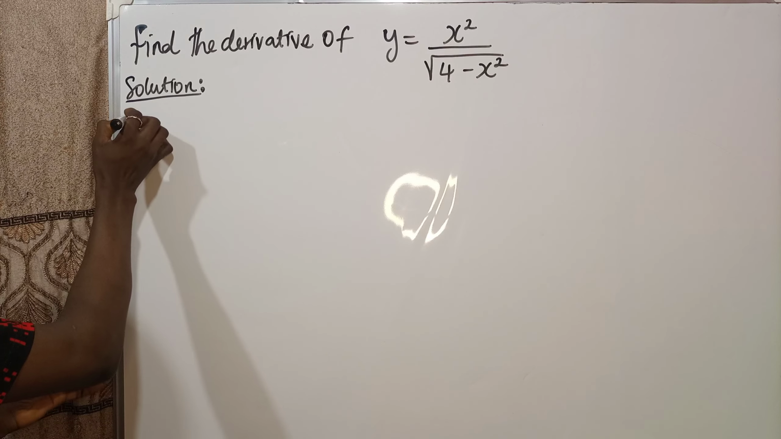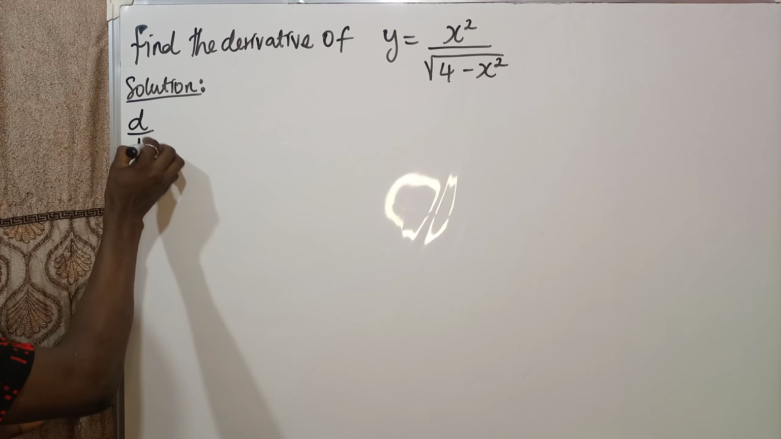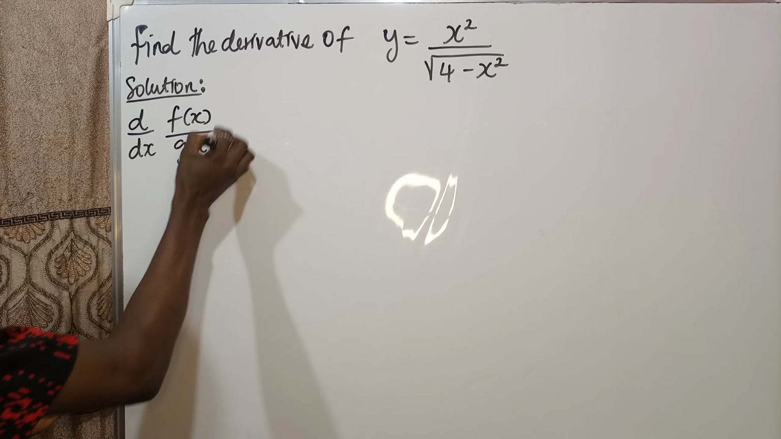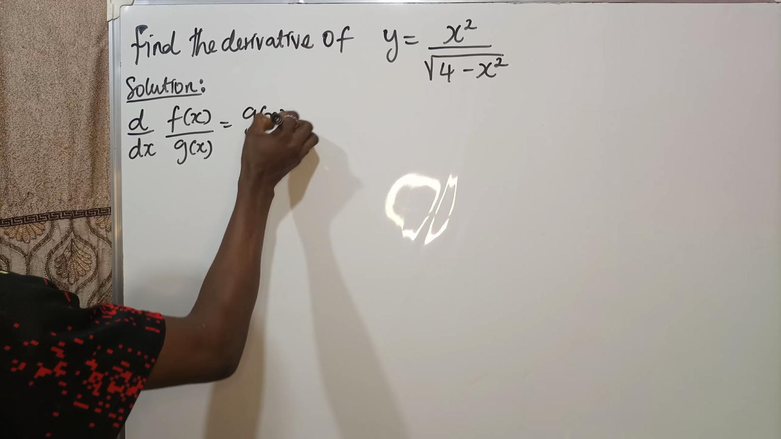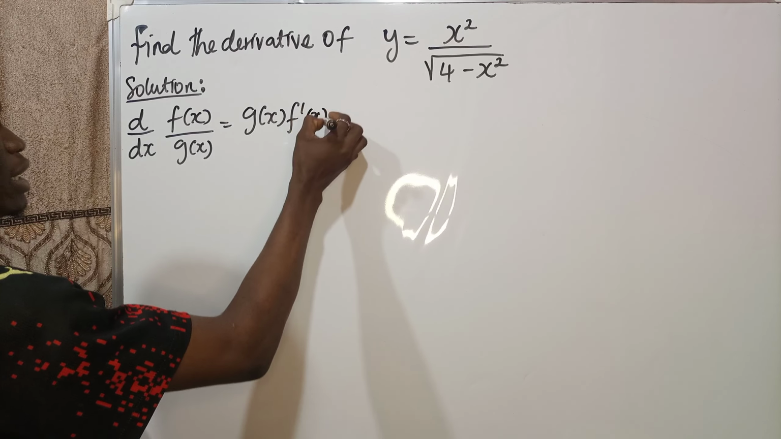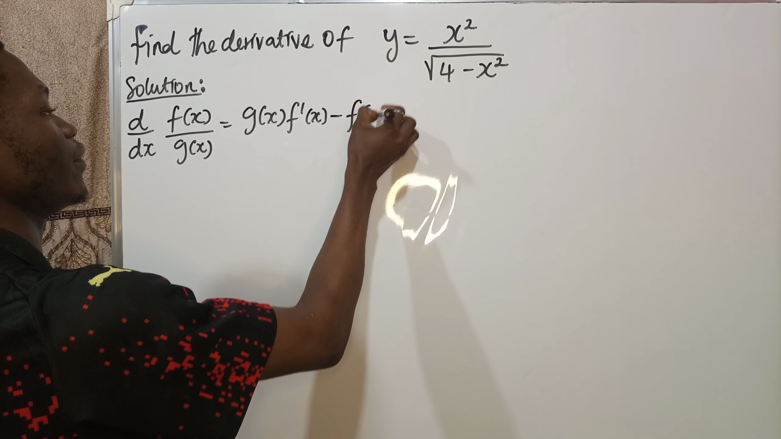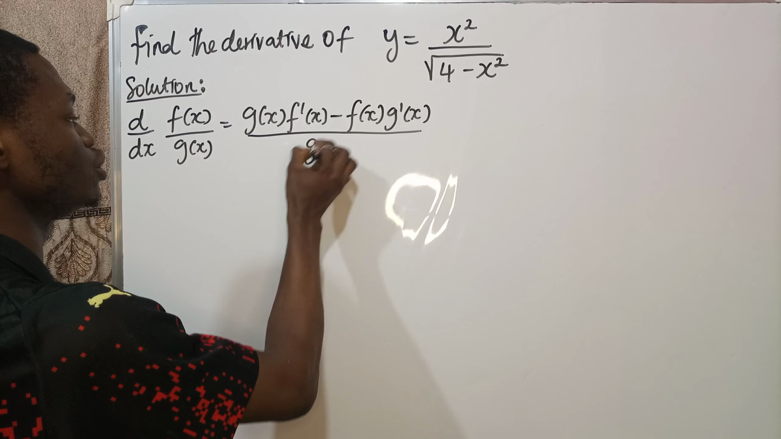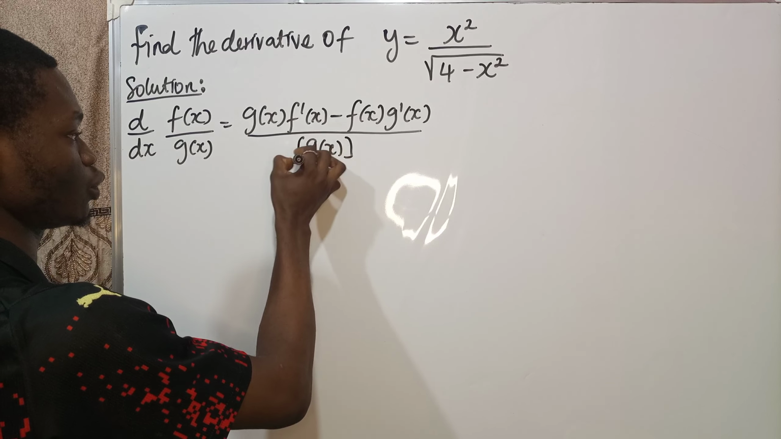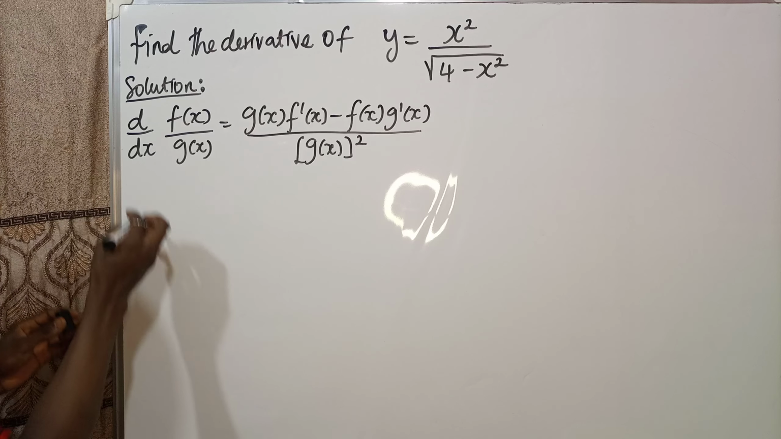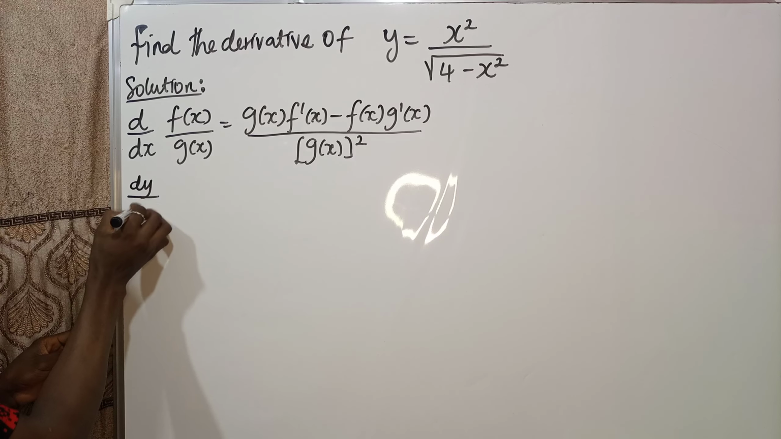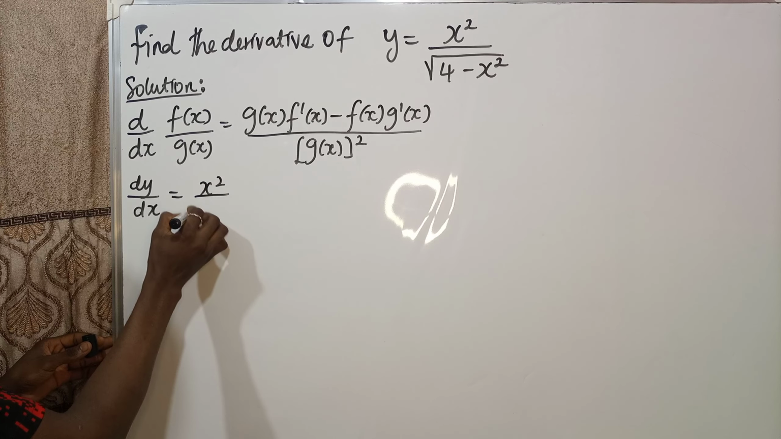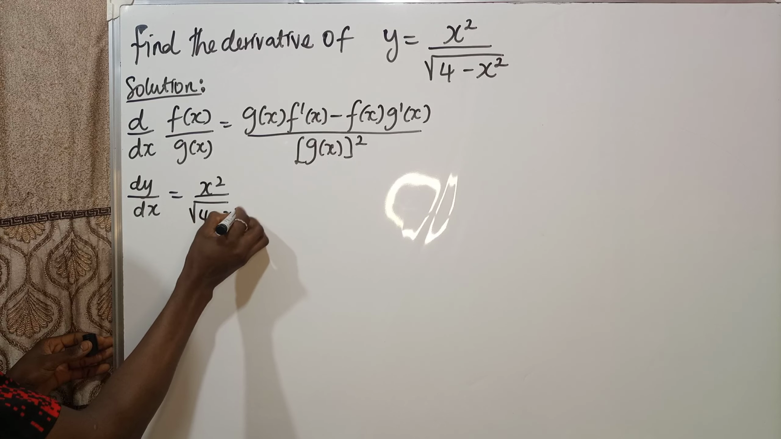Now the quotient rule says that the derivative of f of x all over g of x is equal to g of x times f prime of x, minus f of x times g prime of x, all over g of x squared. So applying it here, we have dy over dx is equal to x squared all over the square root of 4 minus x squared.